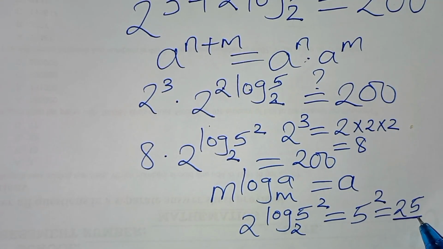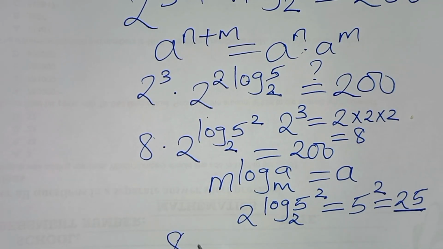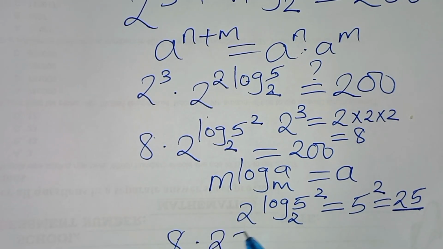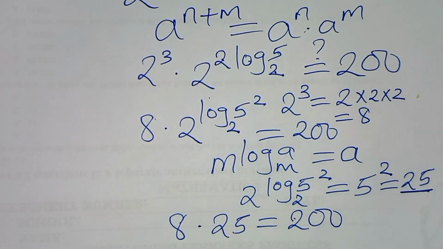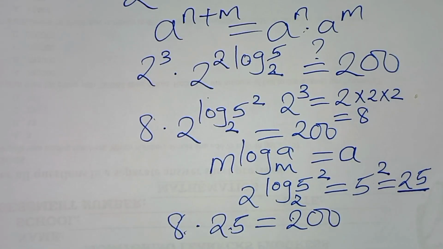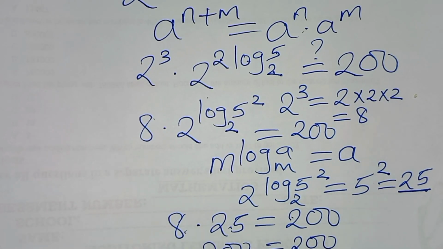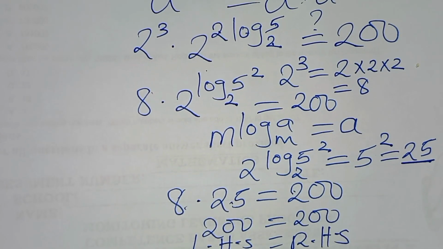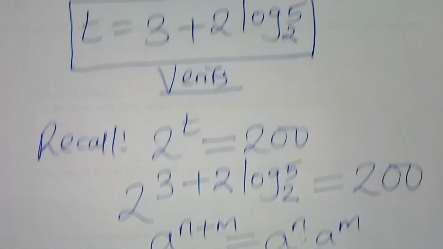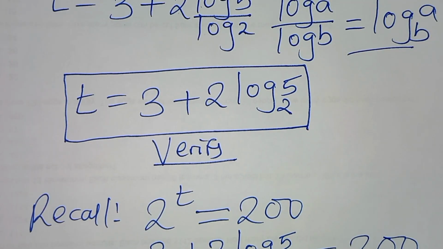Now let's substitute this here. So we have 8 multiplied by 25. This should give us a value of 200. We have that 25 times 8, this is actually 200. And that shows that the left hand side is equal to the right hand side. And that affirms that the value of t, which is 3 plus 2 log 5 to base 2, actually satisfies the equation.